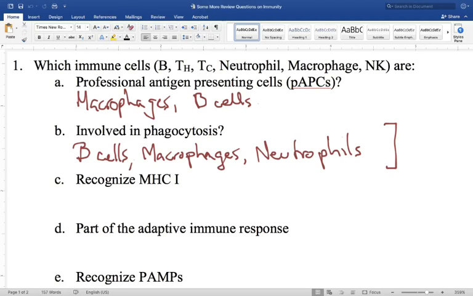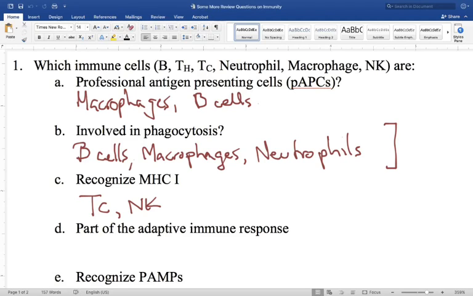Which cells recognize MHC1? TC. Any others? Or the presence, right? If it's present, there's an inhibitory signal that prevents them from being active. So in this case, actually, you could consider both TC and NK cells to be ones that recognize MHC1, but their response to that recognition is different.